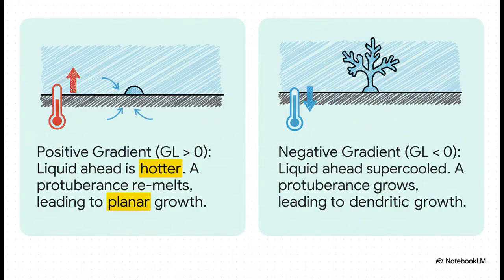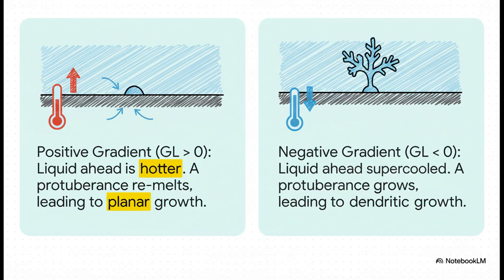So this leads to two totally different outcomes. On the left, if the liquid out front is hotter, that's a positive gradient, any tiny bump that tries to form immediately pokes into that hotter zone and gets melted right back. This keeps the whole front growing in a nice, flat, stable line.